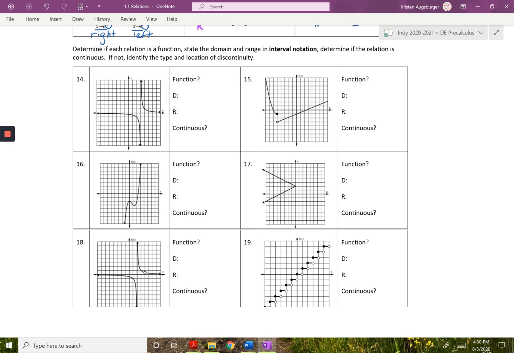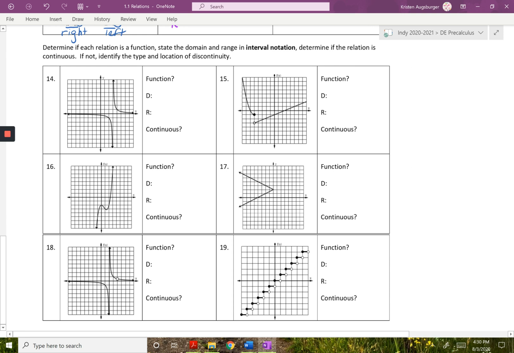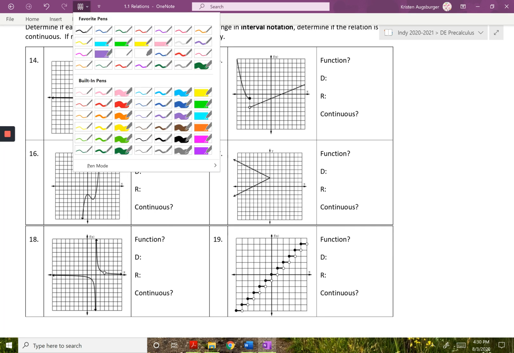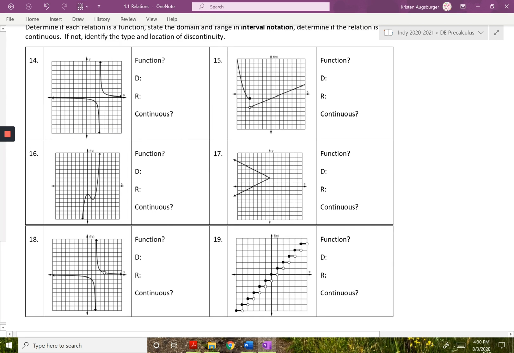So I'm going to zoom out here. I want you to look at 14 through 19. Which of these are functions? You can think about them as which of these pass the vertical line test. Is it a function? It is a function because even though it looks odd here, you have to zoom in. That's not vertical, so that's a function. What about 15? Is 15 a function?